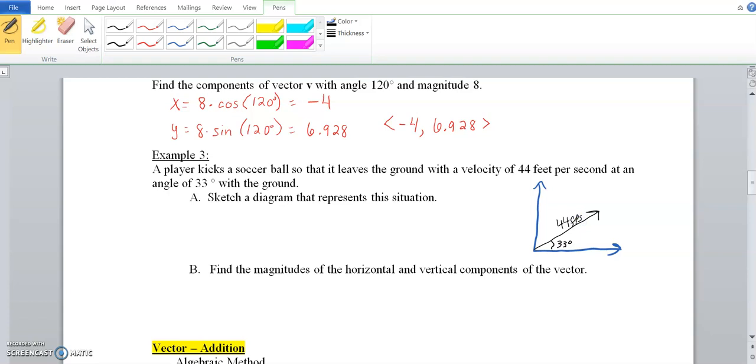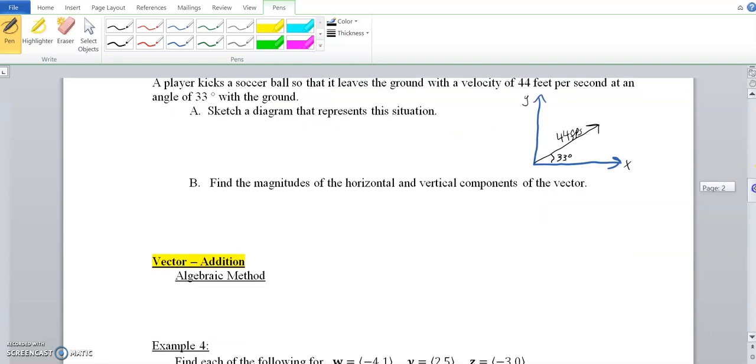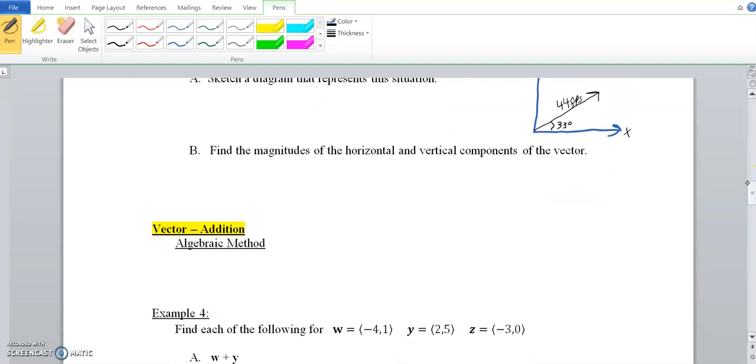So part A, sketching the diagram. What else? I guess we could label this our x and our y. It's just as simple as it is. There you go. Part B, find the magnitude of the horizontal and vertical components. B is really what this whole section is about, finding the magnitude.